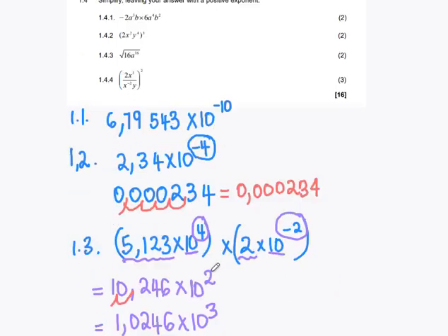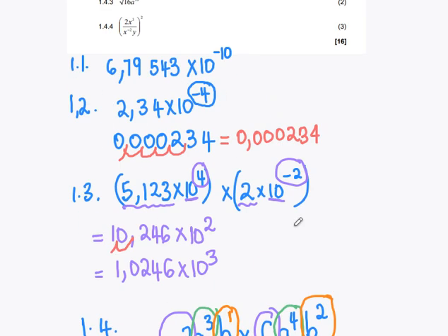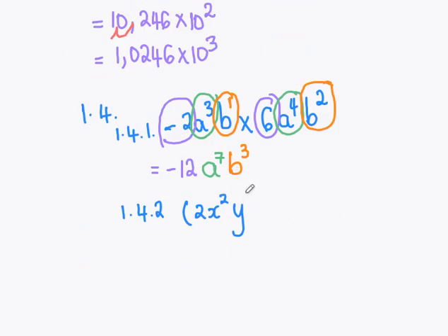So what is 1.4.2? It's open bracket 2x squared y to the power 4, close bracket to the exponent 3. So remember, we're just going to distribute the exponent. First, let's make sure that everything inside that bracket has an exponent. Because 2 doesn't have an exponent, I'm just going to put 1 there.